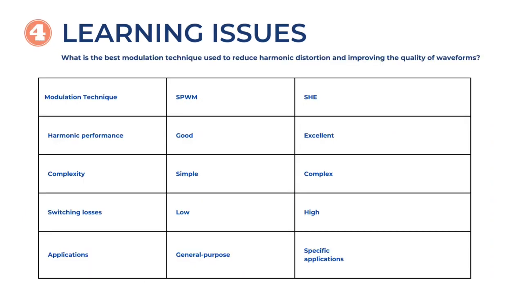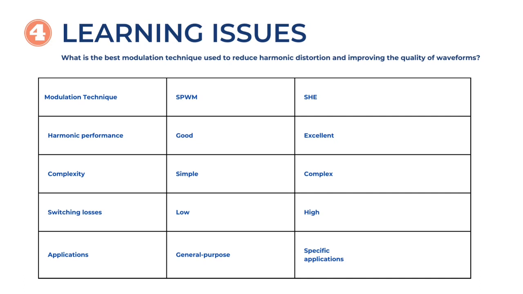As for the final learning issue, let's have a look at what is the best modulation technique that is used to reduce harmonic distortion and improve the quality of the waveform. There are two modulation techniques, SPWM and SHE. Both offer a good harmonic performance. However, SHE is much better in terms of harmonic performance. However, SHE is more complex and SPWM is more simple to implement.